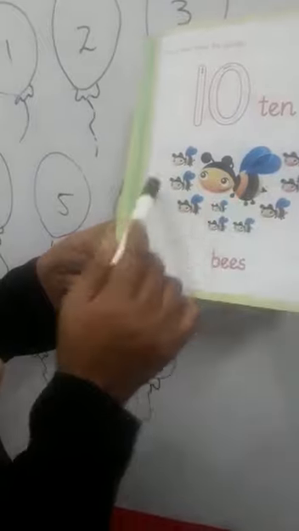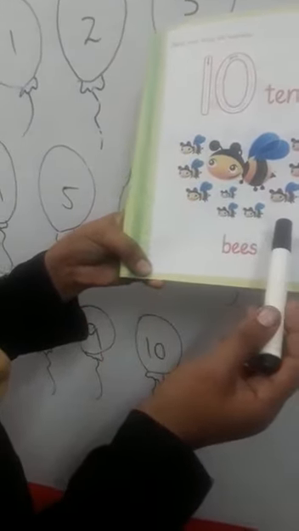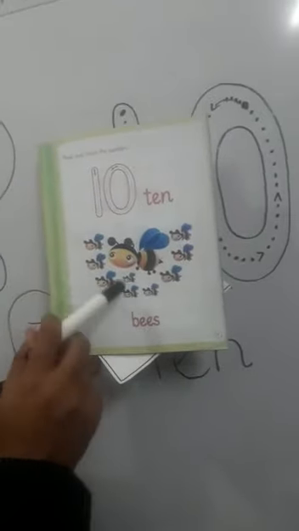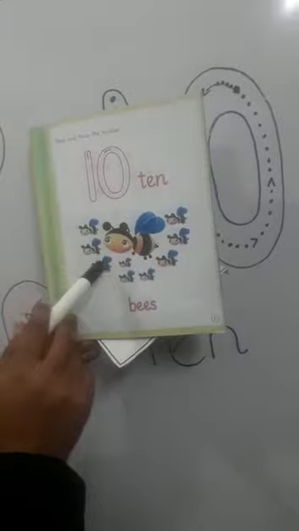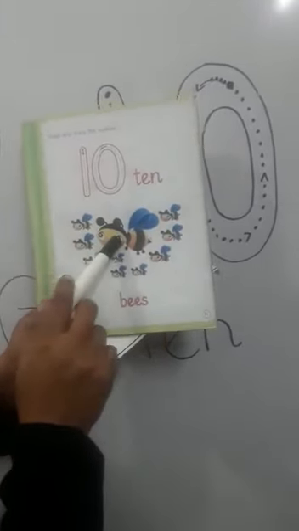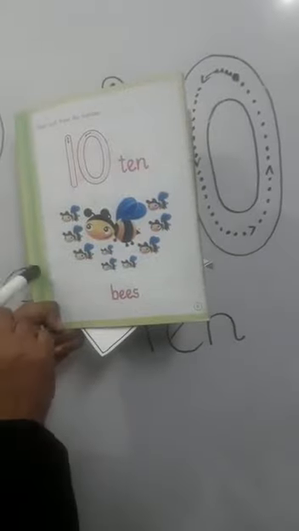How many beads? Count please. 1, 2, 3, 4, 5, 6, 7, 8, 9. How many beads? 9 beads. Okay. How many beads? 10. 1, 0, 10. Count please. 1, 2, 3, 4, 5, 6, 7, 8, 9, 10. 10 beads.